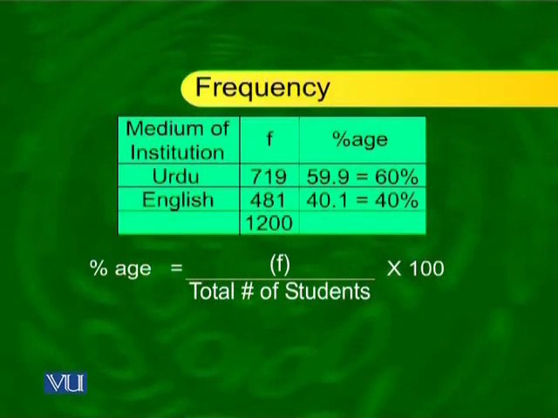I was to convert these figures into percentages. So that is the next step, as you now see on the screen. We will simply divide the frequency of the first cell, 719, by the total 1200 and multiply by 100 in order to get the percentage of students falling in the first category, that is Urdu medium. So as you can see, 60% of the students in the first year of this particular college have come from Urdu medium schools and 40% have come from English medium schools.